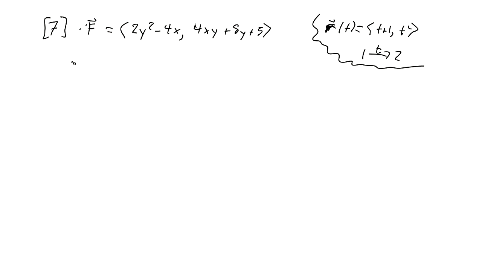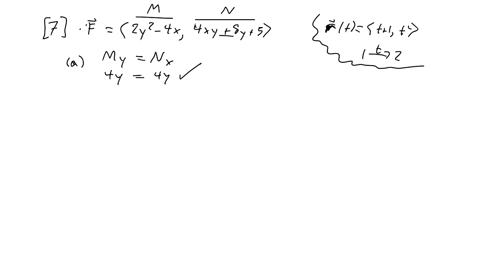Now in part A, we're asked to verify that F is conservative and find a potential function. So remember, for vector fields in 2 dimensions, we call the components M and N, and the test to see whether the vector field is conservative is to check whether the derivative of M with respect to y is equal to the derivative of N with respect to x. So let's check that. The derivative of M with respect to y is 4y, and the derivative of N with respect to x is 4y. So that means that it is conservative.